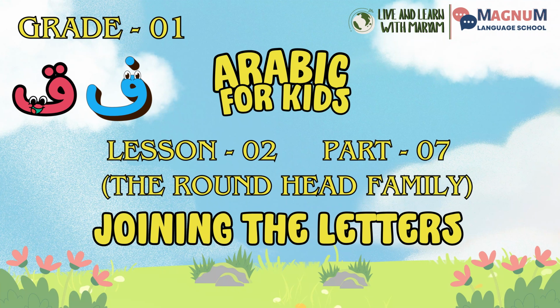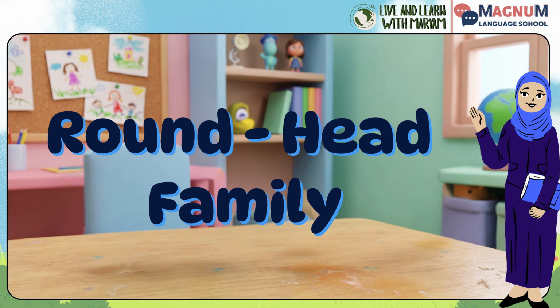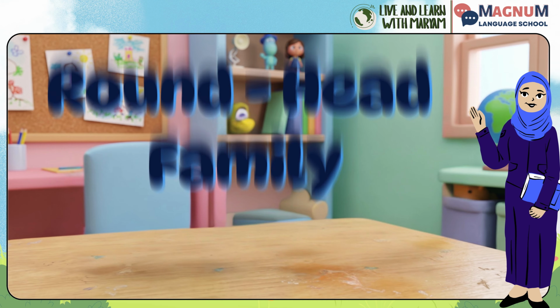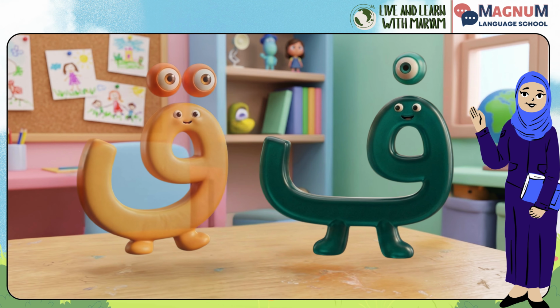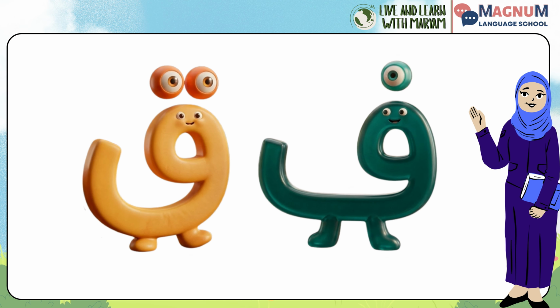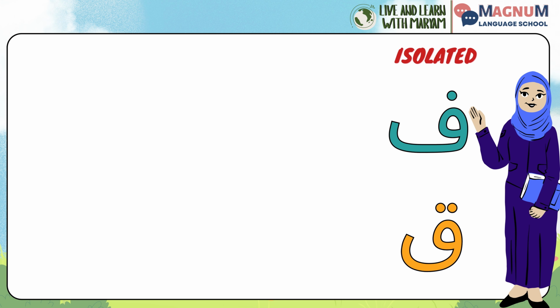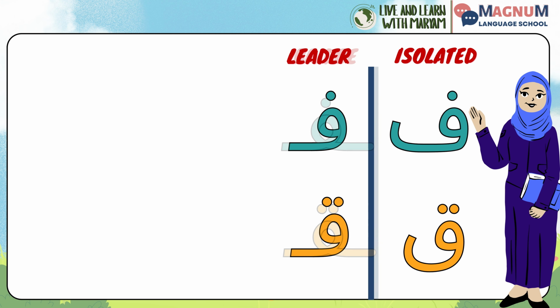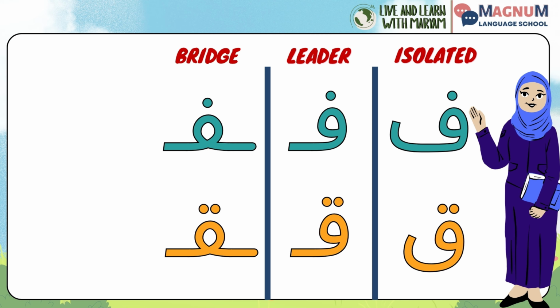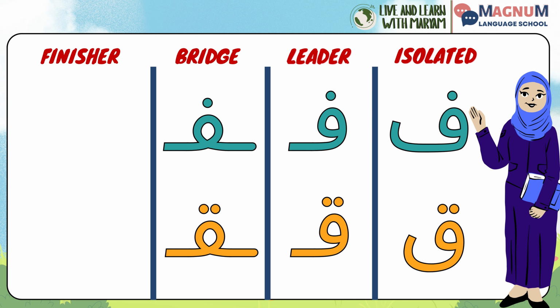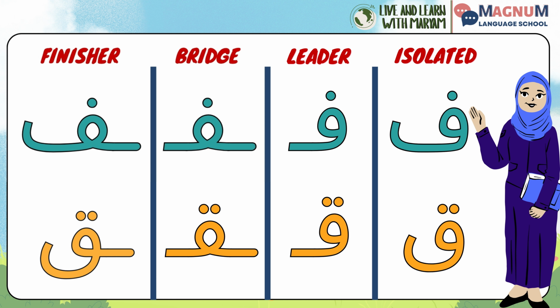The next family of the friendly letters is the round head family, which consists of thaa and qaaf. These two are grouped together because their initial shapes and medial shapes are nearly identical, with the loop looking like a small circle resting on the line. They look quite different at the end of a word, as thaa stays flat like a white boat and qaaf drops down into a deep round bowl.